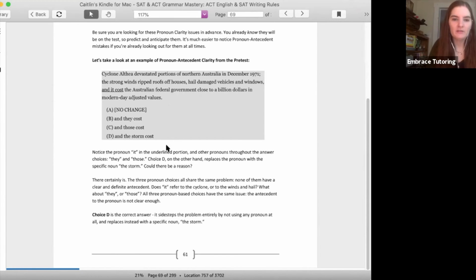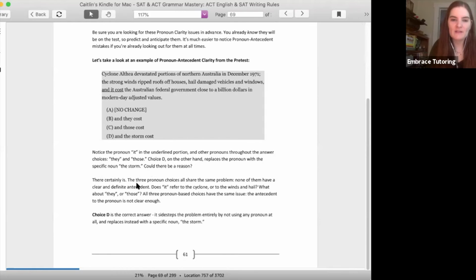Here, the "it" and the other pronouns throughout the answer choices are "they" and "those." So choice D kind of replaces the pronoun with a specific noun, the storm. Could there be a reason for that? That's something we want to think about.